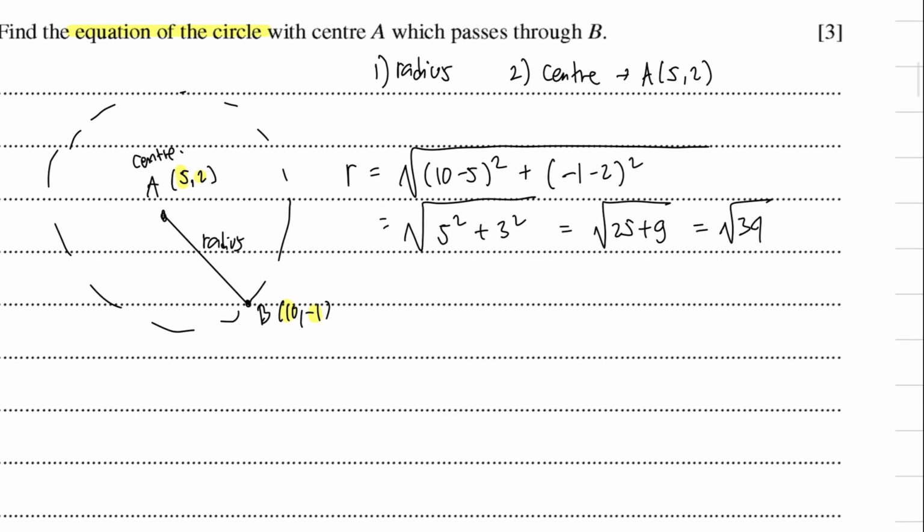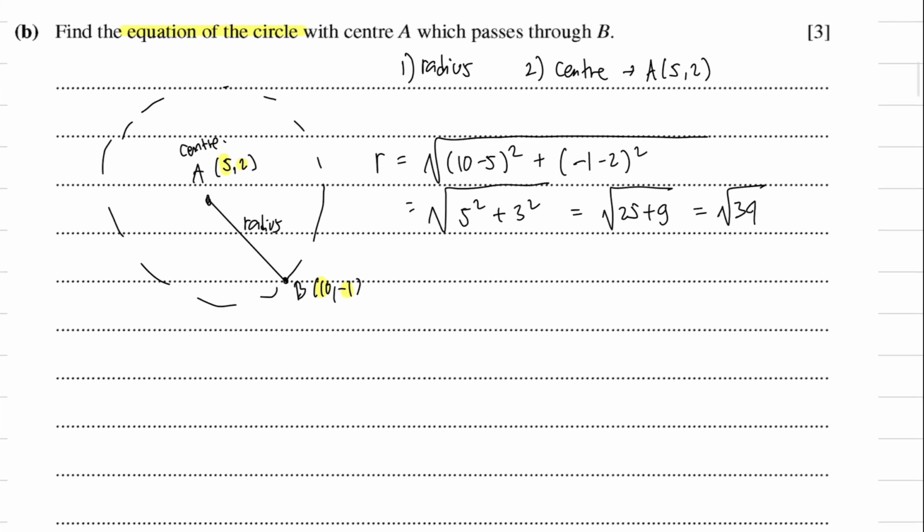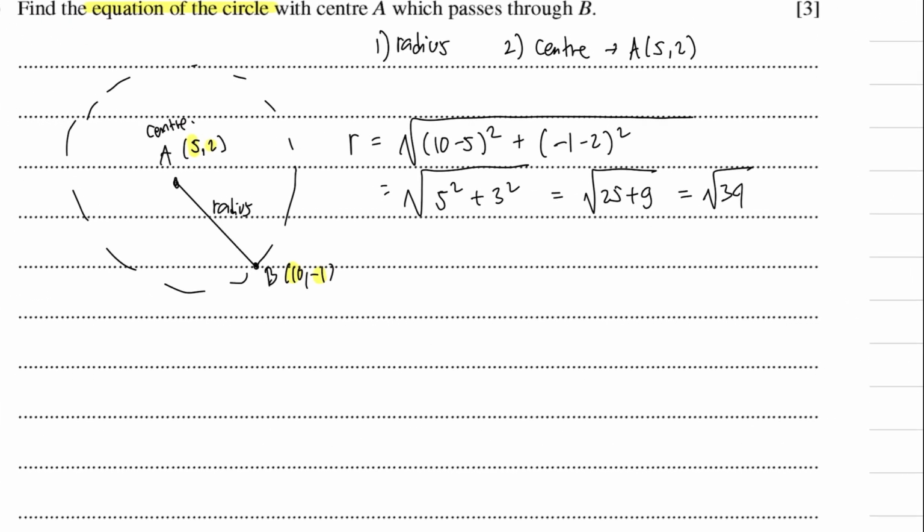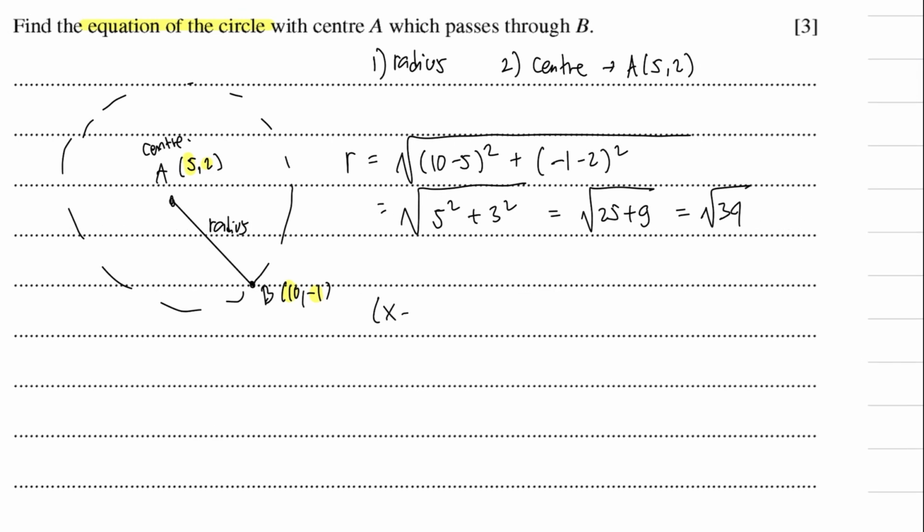So the radius is the square root of 34, which means we need to use the formula of the equation of the circle, which is (x - a) squared plus (y - b) squared equals r squared. a is the x coordinate, b is the y coordinate of our center. So just substitute: (x - 5) squared plus (y - 2) squared equals, if r is the square root of 34, then r squared is just 34. So this is our equation of the circle.